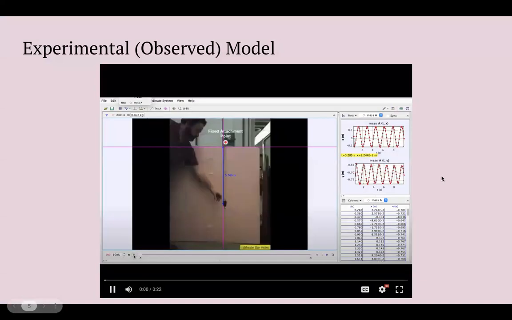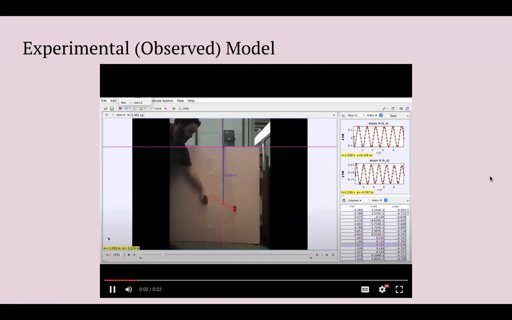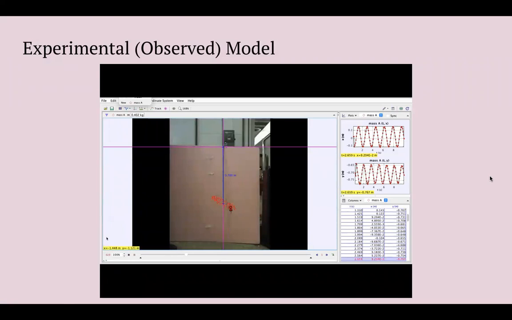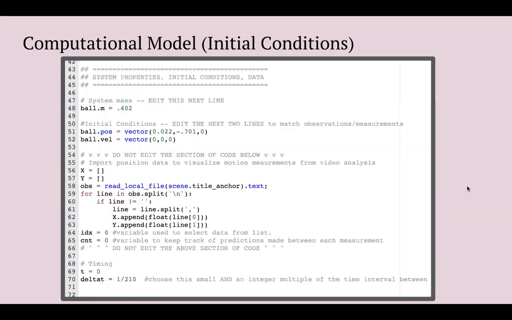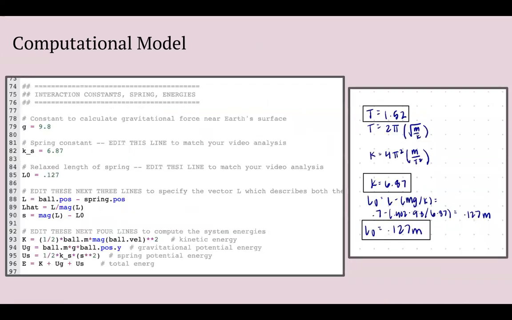I used this provided video and tracker to track the motion of the object and plotted the X and Y positions for each frame. I chose my axis so that up is positive Y and right is positive X. Here are some excerpts of my code showcasing the initial conditions. I set the mass equal to 0.402 kilograms as it was provided to us. From the tracker data, I obtained the initial position of 0.022 in the X direction and negative 0.701 in the Y direction. I also set the initial velocity equal to 0 because the mass begins at rest. I set G equal to the gravitational constant 9.8.